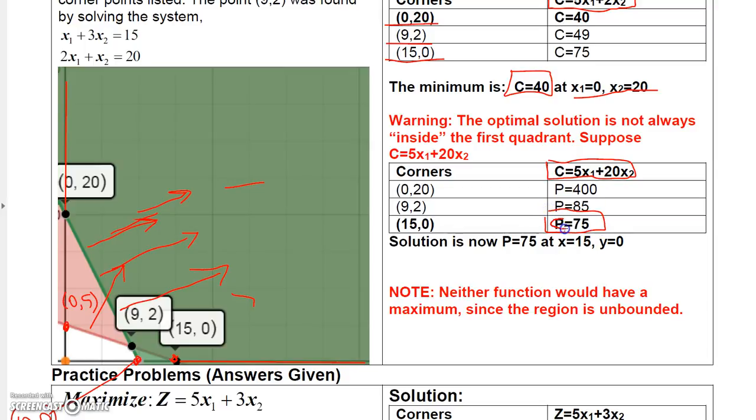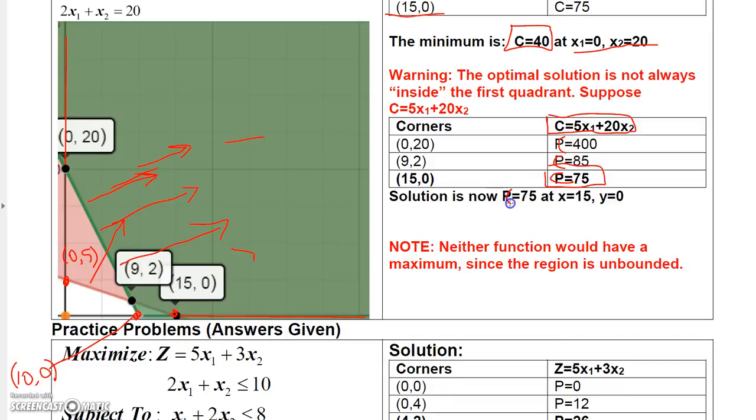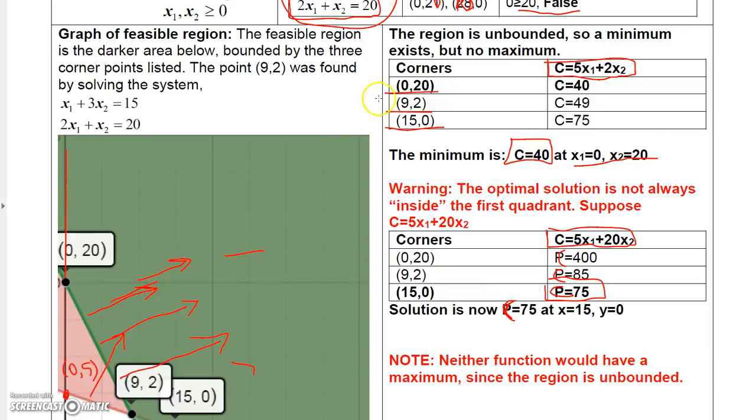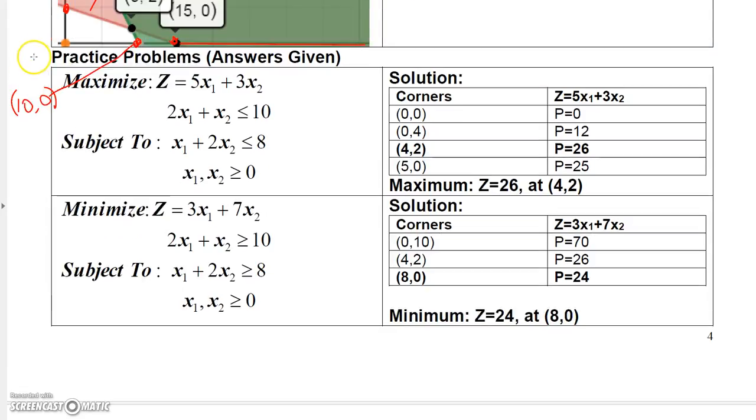Actually, those should say C, not P, but the minimum would be 75. And so it would be 75 at x equals 15 and y equals 0. Okay, now neither one of these would actually have a maximum because it's an unbounded region. Okay, there's a couple of practice problems there that you can practice on.